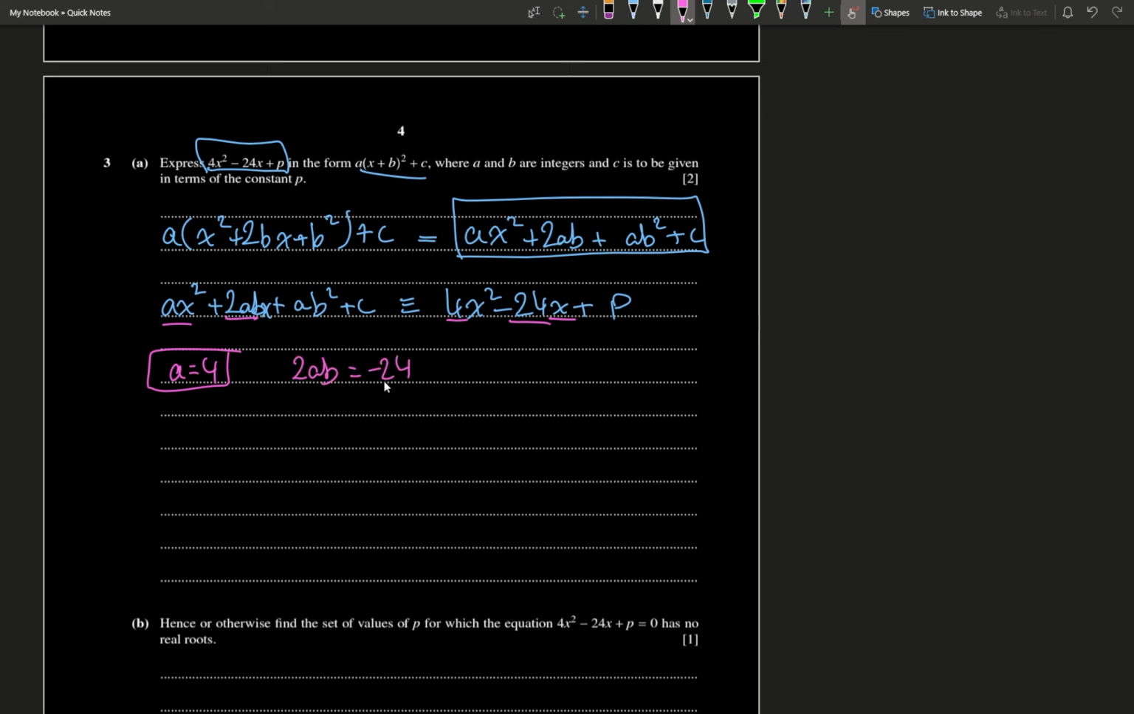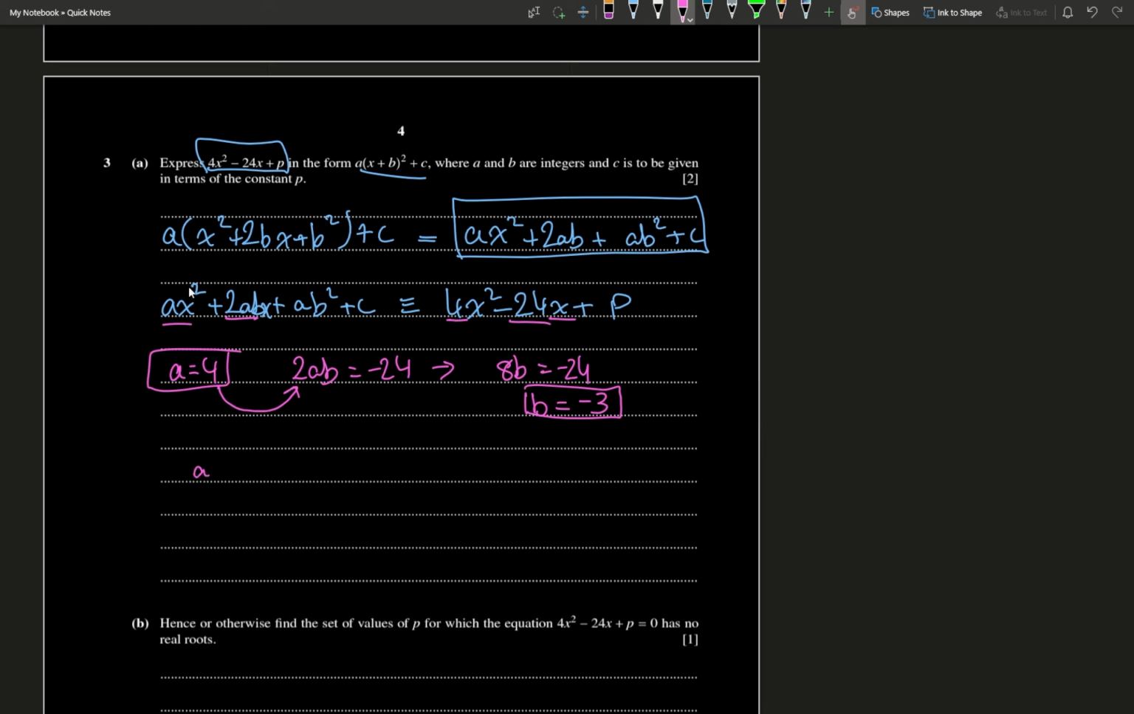We already found the value of a, so we're going to just substitute it into this. After that, 2 times 4, which is 8, so 8b is equal to negative 24, meaning b is equal to negative 24 divided by 8, which is negative 3. Good. And then we can finally compare our constants.